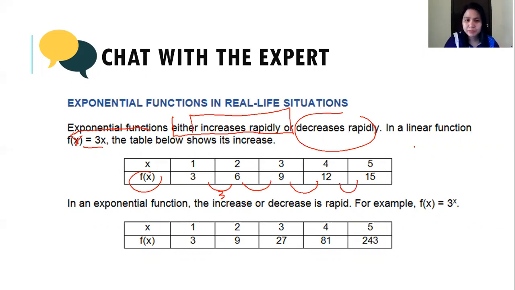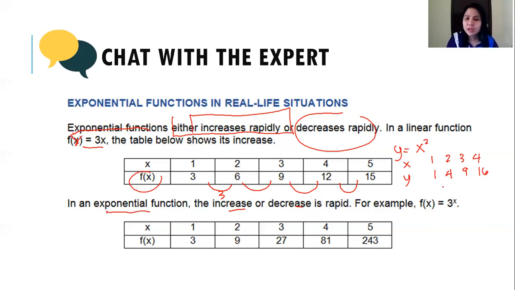Or another one, we have x squared. Y equals x squared. So you have 1, 2, 3, 4 for the x, and your y will go 1, 4, 9, 16. Now, we look at this. The increase is still steady. It's in the x squared. But if you have an exponential function, the increase or the decrease is very rapid.